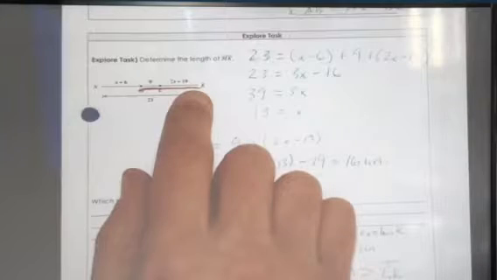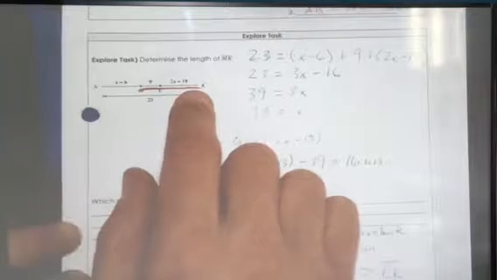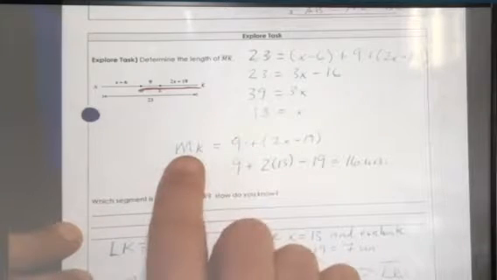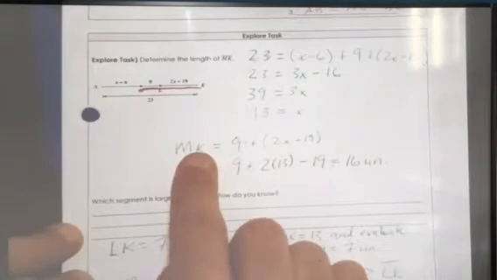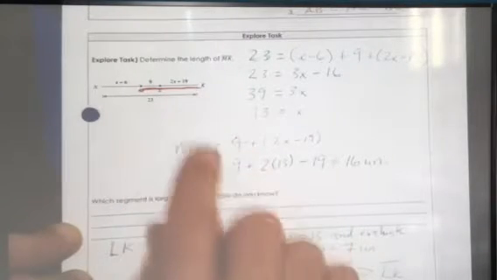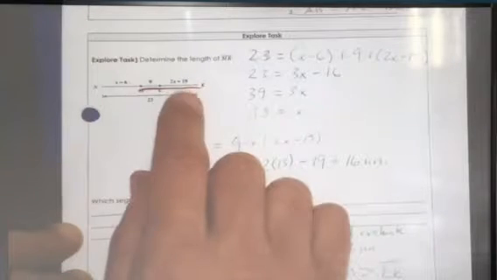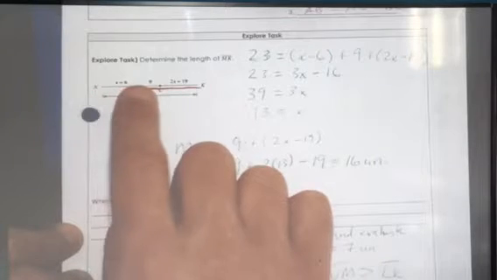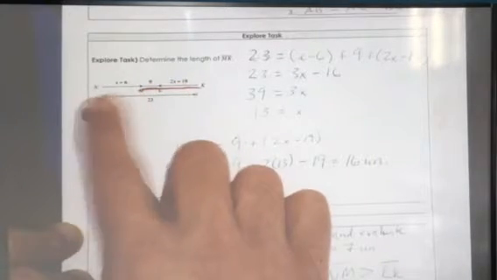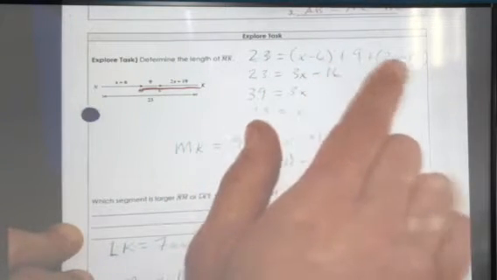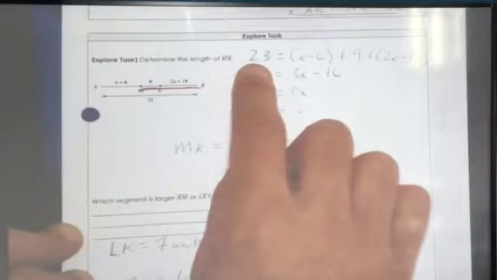The first thing we need to do is solve and figure out what x is. And then we're going to substitute x into an expression for MK. So here we have MK equals, and MK is going to be 9 plus 2x minus 19. But we first have to figure out what x is going to be. So we know that the first one plus the second one plus the last one equals the whole thing. So we can set that up. x minus 6 plus 9 plus 2x minus 19 equals 23.